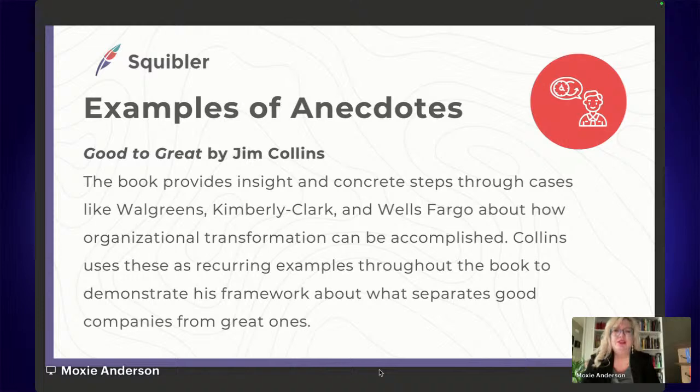Another great example is Good to Great by Jim Collins. This book provides insight and concrete steps through cases like Walgreens, Pharmacy, Kimberly-Clark, which is a pharmaceutical, drug, healthcare company, and Wells Fargo, which is a finance banking institution. And it talks about how organizational transformation can be accomplished in businesses. Collins uses these companies as recurring examples through the book to demonstrate his framework about what separates good companies from great ones.